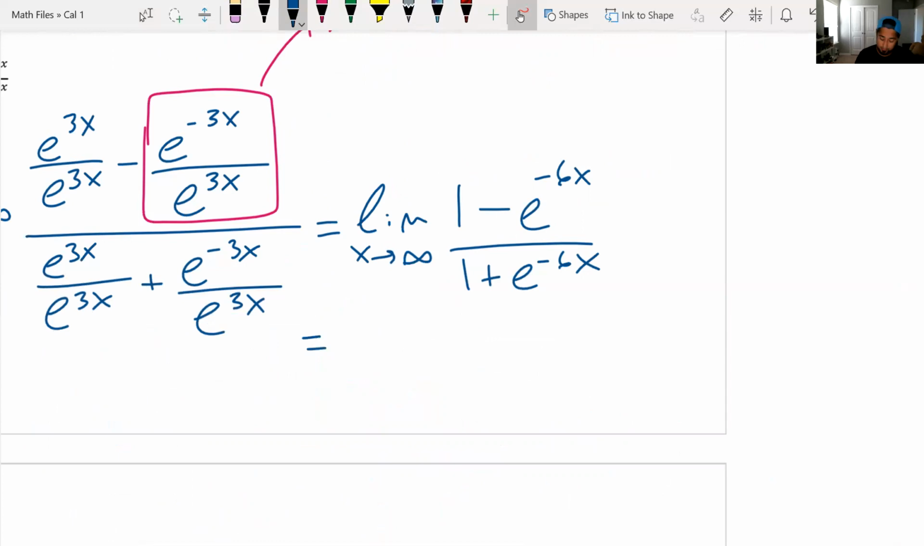One more way to simplify. You get the limit as x approaches infinity. And remember, anything with a negative exponent can be rewritten as a fraction.